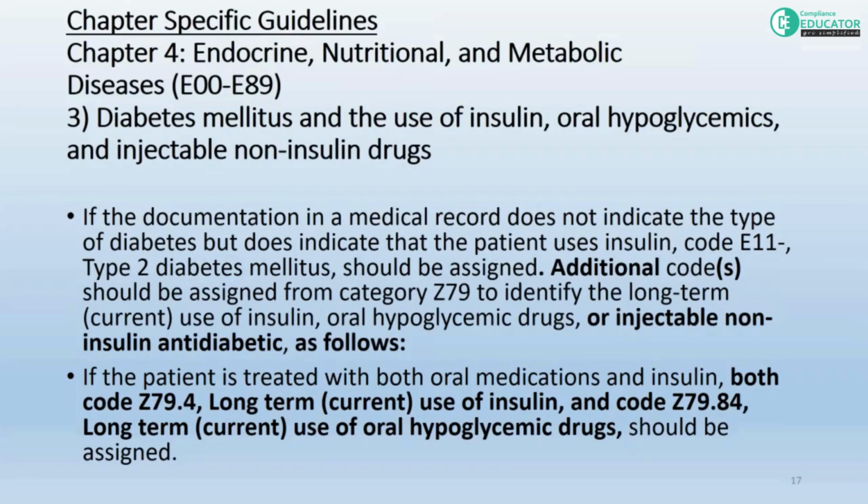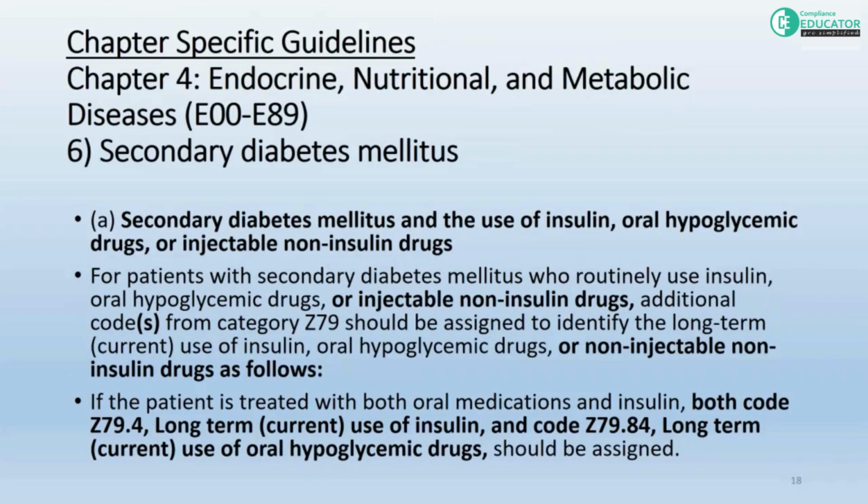Okay, moving on to diabetes. As we just mentioned with the HIV codes and patients that are on long-term therapy, we are adding to that list of codes that we use in addition to a code with a patient that has diabetes if they're on long-term insulin use or oral hypoglycemic drugs or injectable non-insulin anti-diabetic drugs. So we have a whole list of things that we now code in addition to the diabetes if the patient is on them. And that's what all of this bolded language is as we go through.